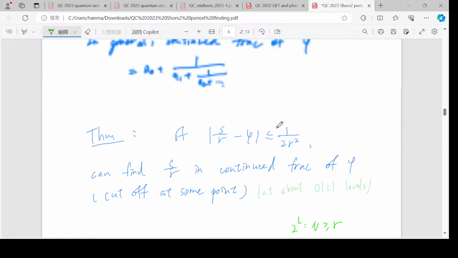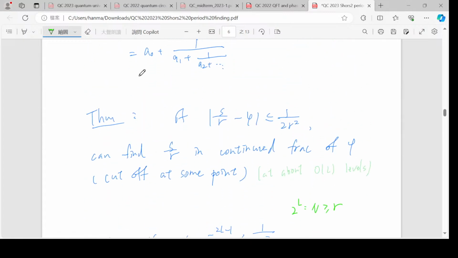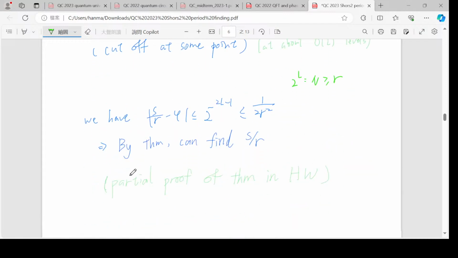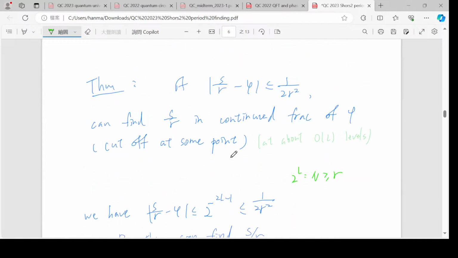So in homework, we will have a partial proof of the theorem. Basically, we are going to show why this 1 over 2R squared number makes sense here. You are going to show that if you have a 1 over 2R squared here, then the S over R you can find here is unique, but obviously that's only part of the proof. So there is some S over R for you to find here.